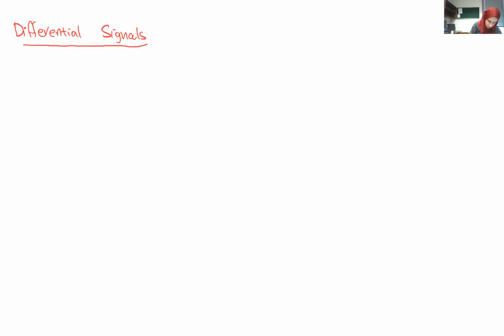If we want to define differential signals, they are two signals. And there are conditions on those two signals for them to become differential signals. Not any two signals in the world can be a differential signal. There are conditions on them.